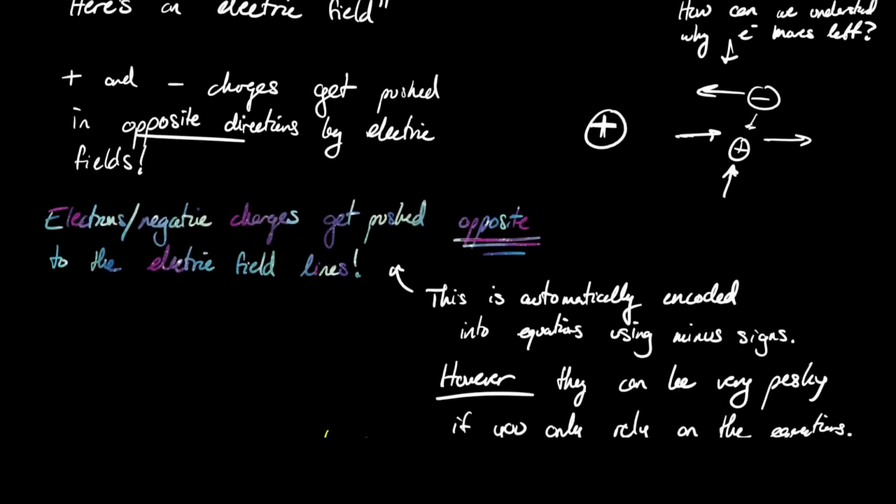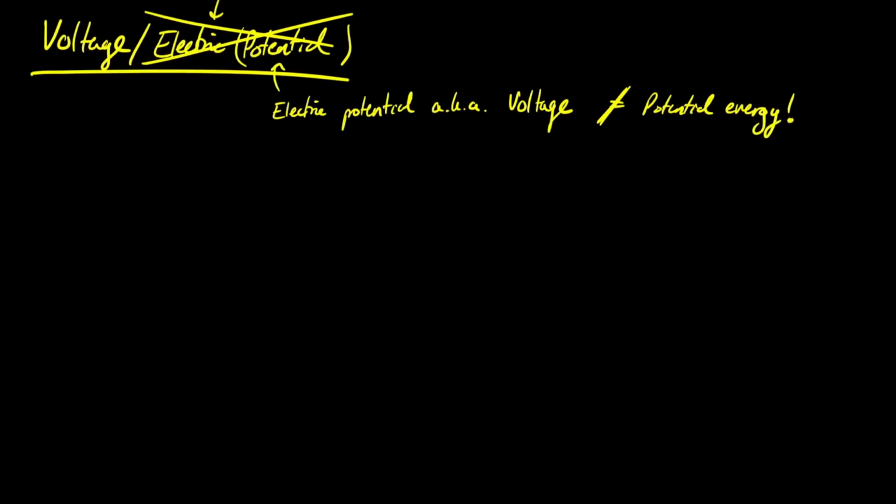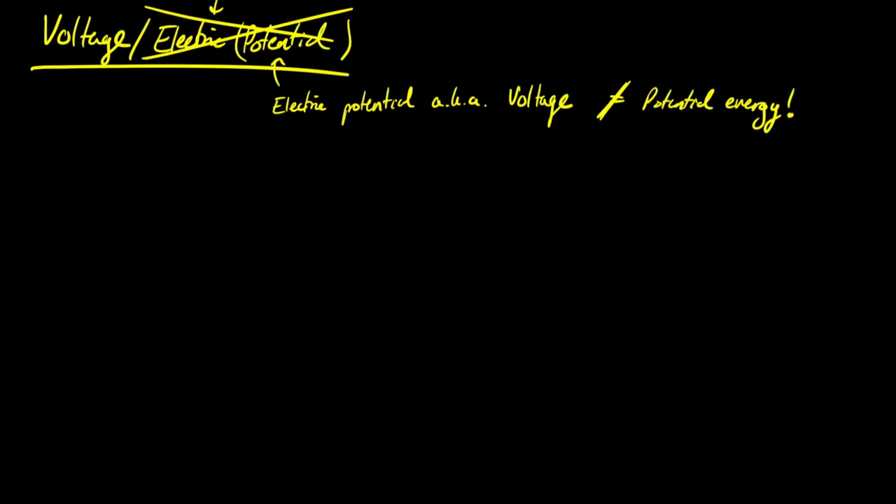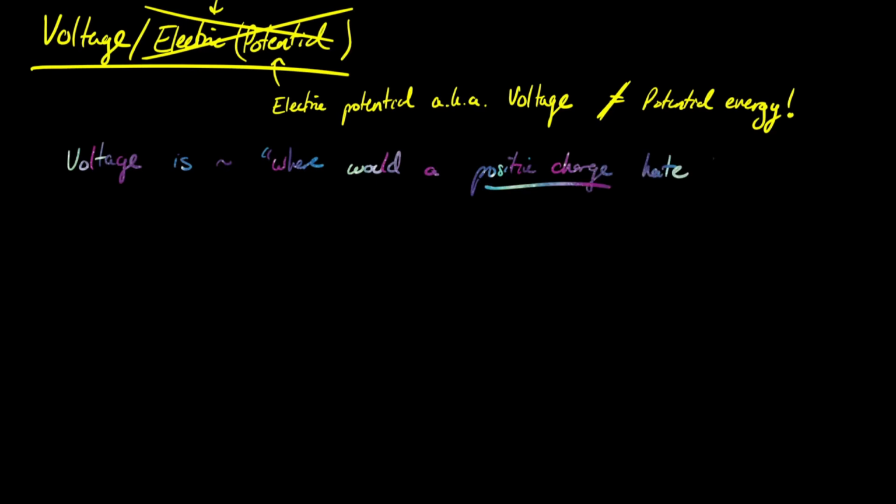So we're going to have basically the same deal with voltage as with electric field. I'll write this in Galaxy Pen because it's important. Voltage is, roughly speaking, where would a positive charge hate being? And specifically, this is a large positive voltage.